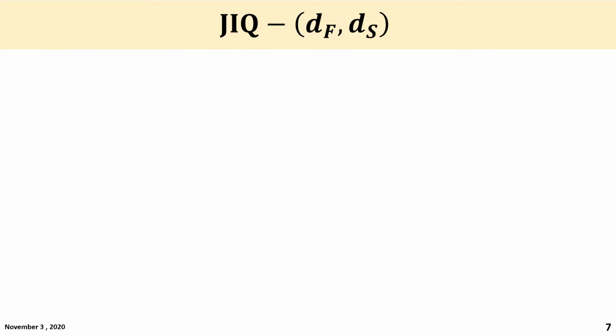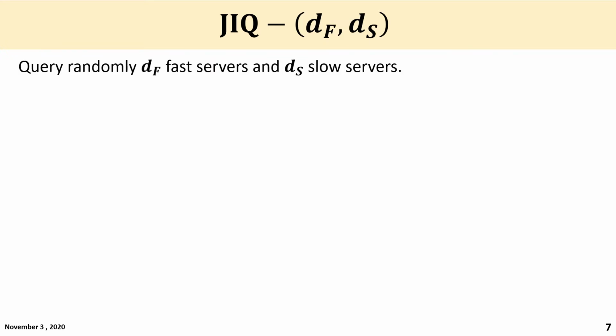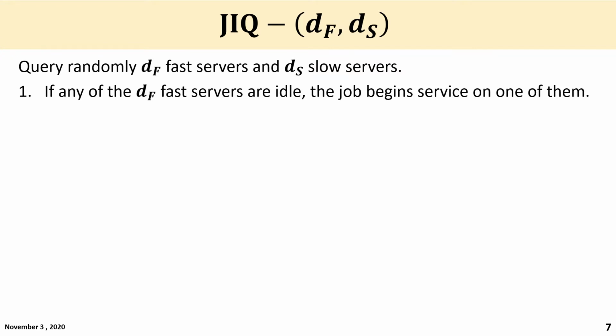Next, let's define the two policies, beginning with the join the idle queue DF-DS policy. Under this policy, on job arrival, the job dispatcher randomly checks DF fast servers and DS slow servers. If there exists an idle fast server among them, the job begins service on one of them.